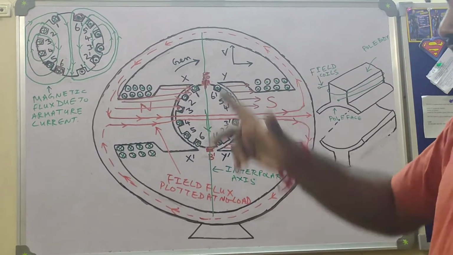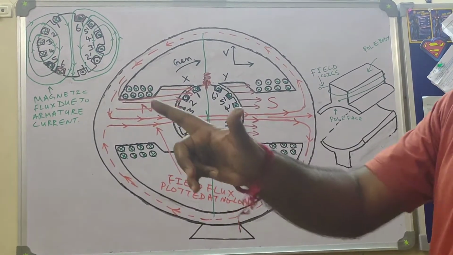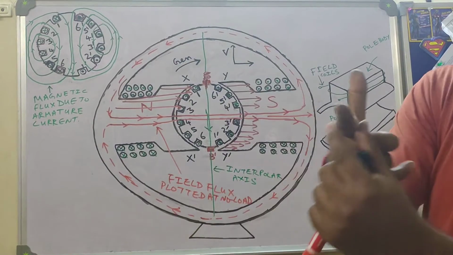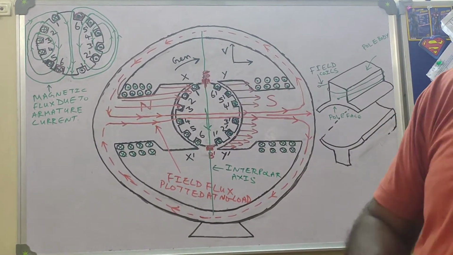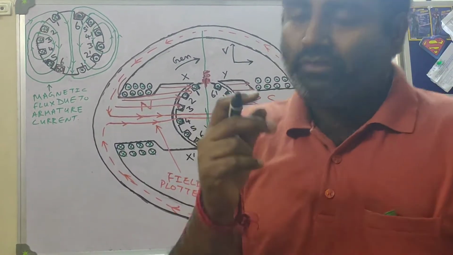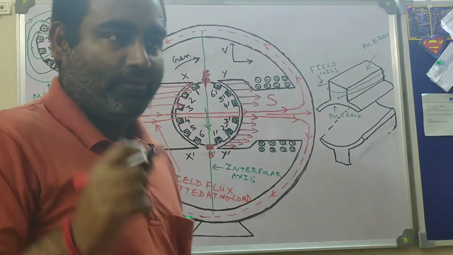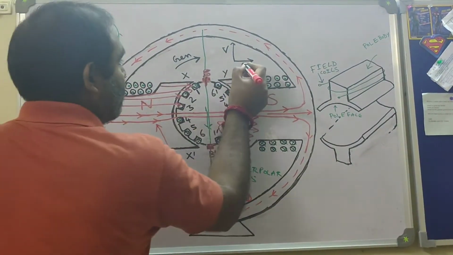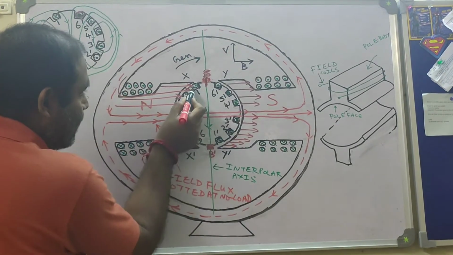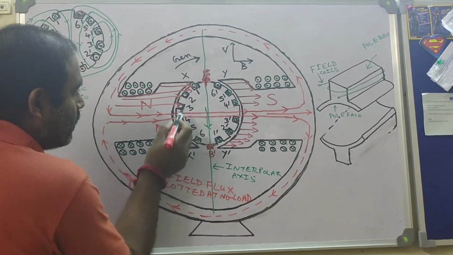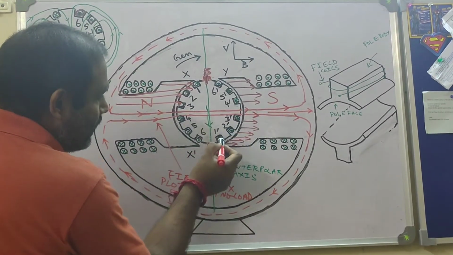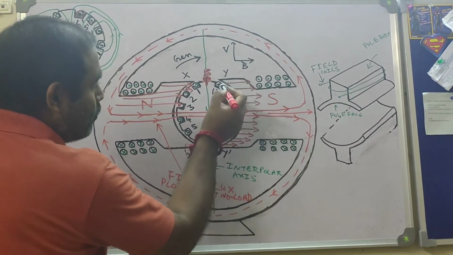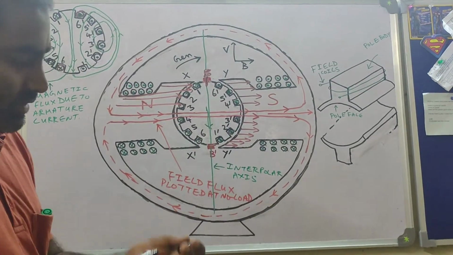By applying Fleming's right hand rule, you align the thumb along V, you align the index finger along magnetic flux density B. The middle finger will give you the induced EMF polarity in the armature conductors. So this is my B. For these conductors which are falling under north pole, the polarity is cross, and for these conductors falling under south pole, the polarity will be dot. This you can verify by Fleming's right hand rule.